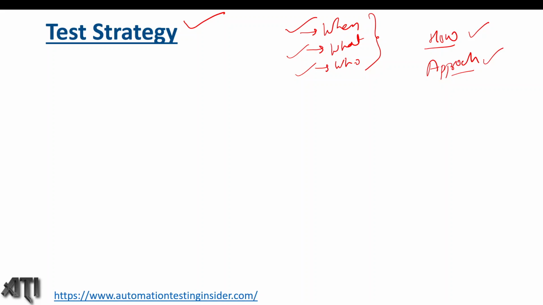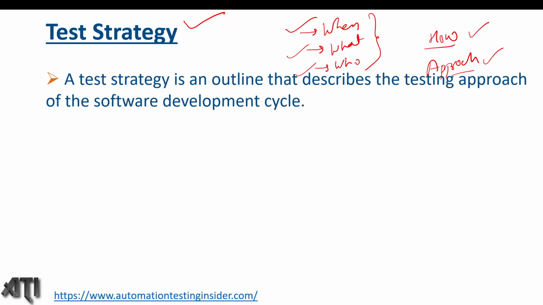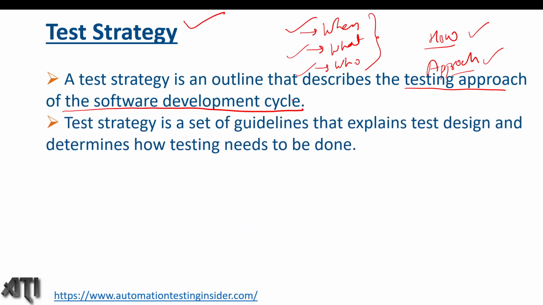So let's talk more about what you mean by test strategy. A test strategy is an outline that describes the testing approach of the software development lifecycle. And a test strategy is a set of guidelines that explains test design, this is what we have discussed, and determines how testing needs to be done. So basically this is the basic difference between test plan and test strategy, guys. Here we talk about when to test the application, what to test, and who will test the application, and here how the testing should be carried out. What is the approach comes under test strategy. Okay, test strategy document.